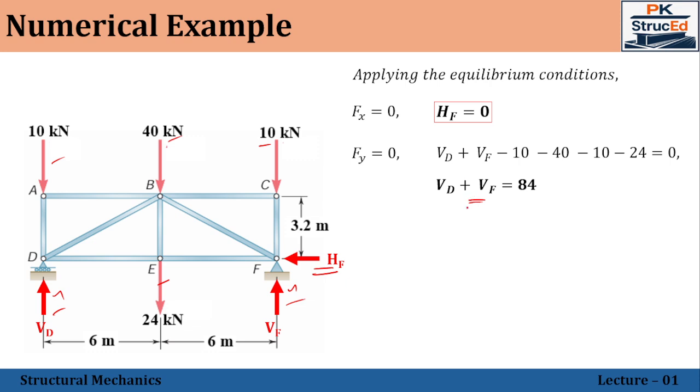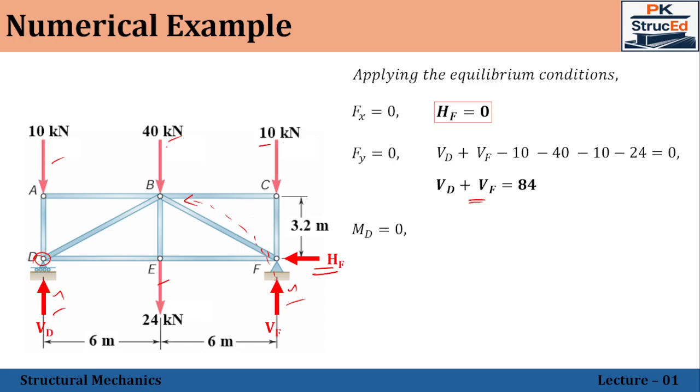So now we have a relationship only, but we don't have the values for these two. Let me go with the third equilibrium condition, that is, the moment is equal to 0. In trusses, as all the joints are considered to be pin joints, you can assume the moment is equal to 0 at any joint. For simplicity, let me assume the moment about the point D is equal to 0. Now you can see that Vf will rotate about the point in the anti-clockwise direction. That will create a positive moment. Let anti-clockwise moments be positive.